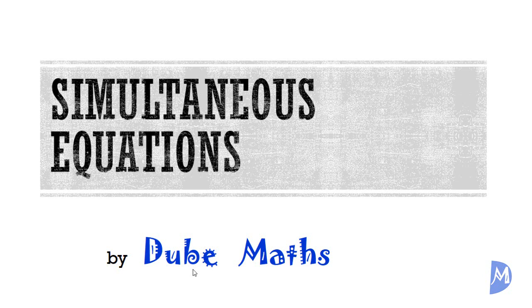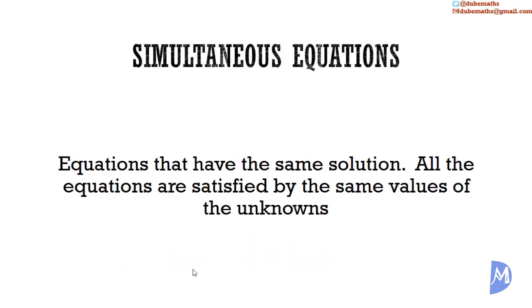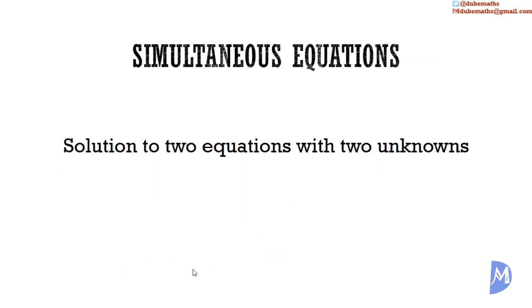Simultaneous equations. So far, we have solved simple equations with only one unknown. Simultaneous equations are equations that have the same solution. All the equations are satisfied by the same values of the unknowns. In this video, we will determine the solution to two equations with the same two unknowns.